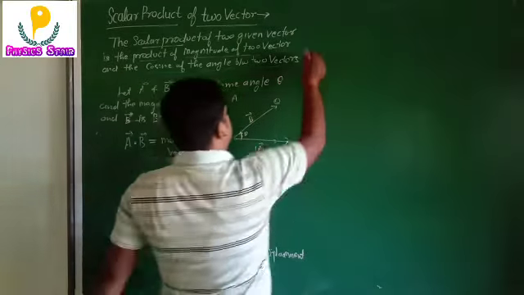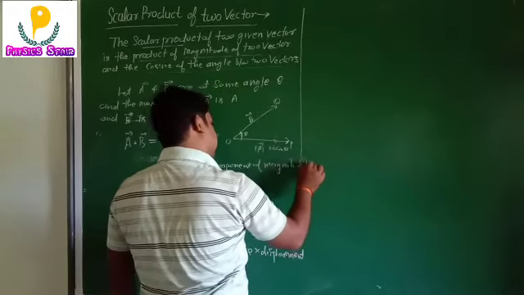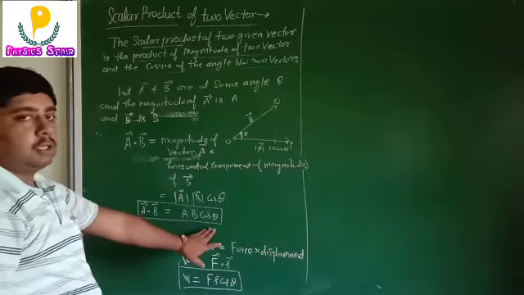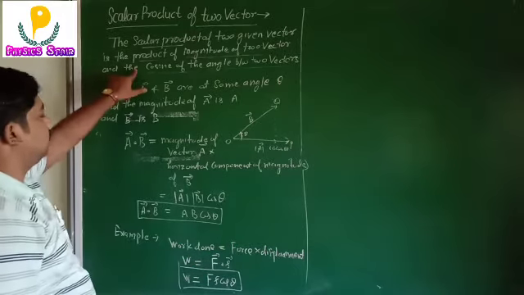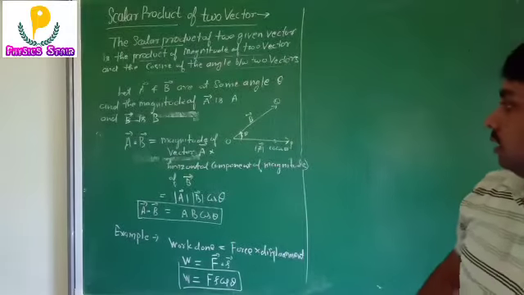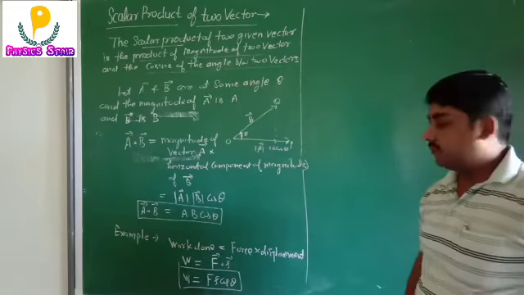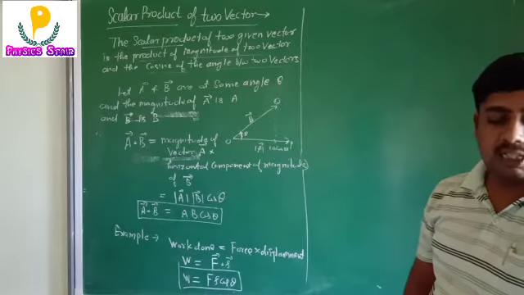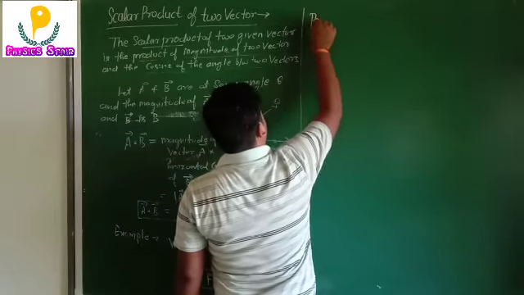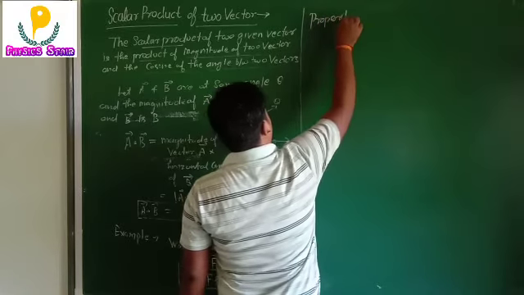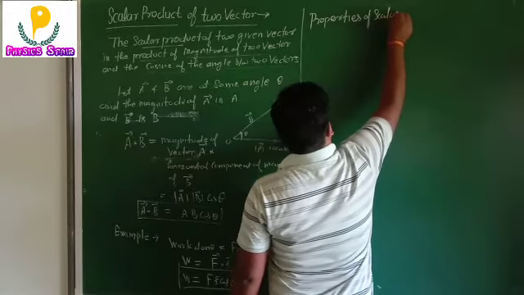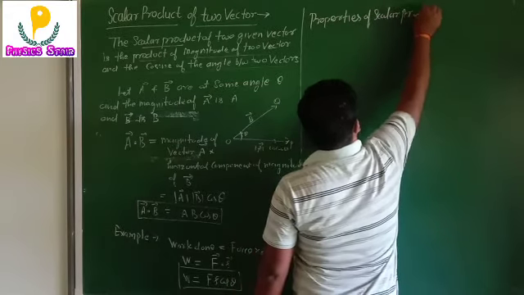Now in the next, A dot B is equal to AB cos theta. This is the statement we have written above. Now we have considered after this the properties of the scalar product.